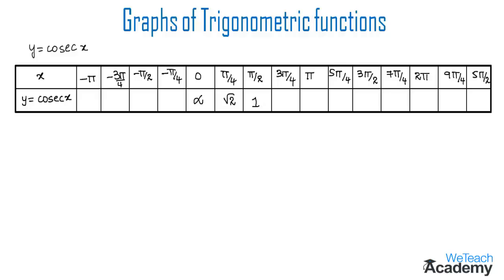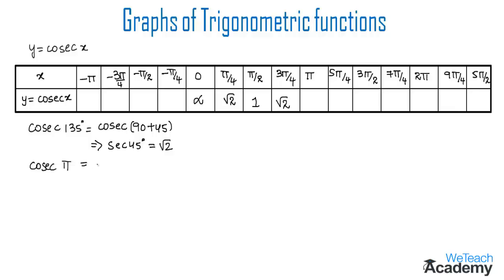And then the next radian 3 pi by 4, so here we get cosecant 135 degrees, which can be written as cosecant 90 degrees plus 45 degrees. And now this is in the form of cosecant 90 plus theta, which is equal to secant theta. So here we get secant 45 degrees, and the value of secant 45 is root 2. So here we get root 2 as the value of y. And then we have pi, so cosecant 180 degrees is equal to 1 by the value of sine 180 degrees, which is 0. So 1 by 0 is infinity. So here we get infinity as the value of y.